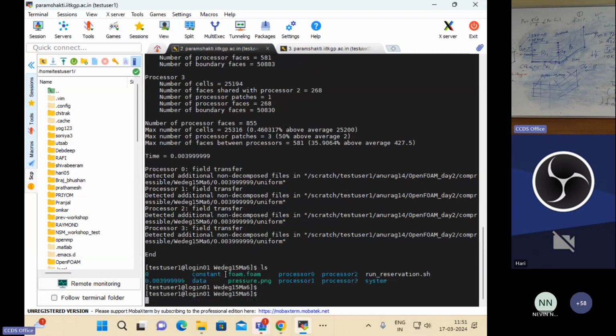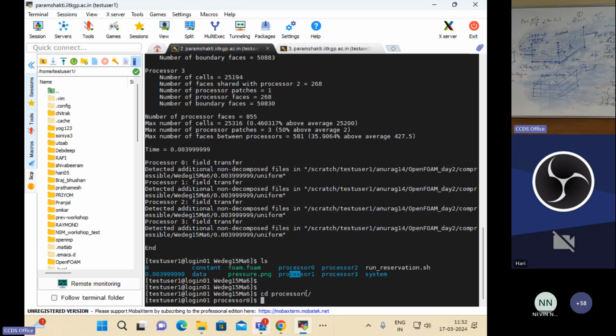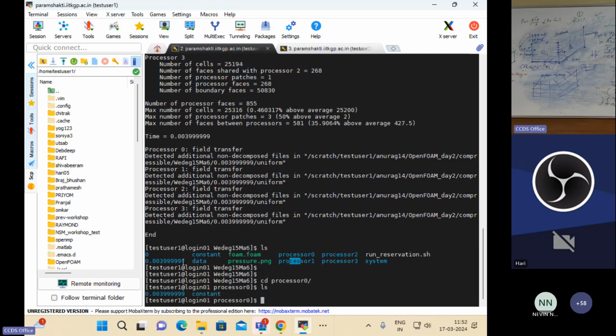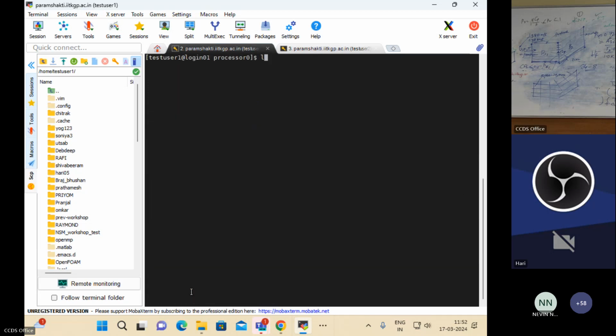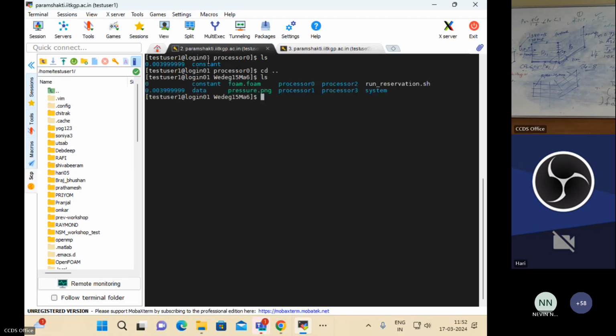So now if you do, it has 4 different processors: processor 0, 1, 2 and 3. And if you see inside the processor, it has taken up this converged time step, and it has decomposed into 4 different blocks that I was talking about, right? And it has taken the mesh from the constant directory and decomposed it.